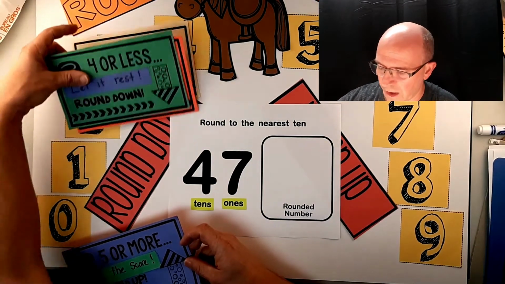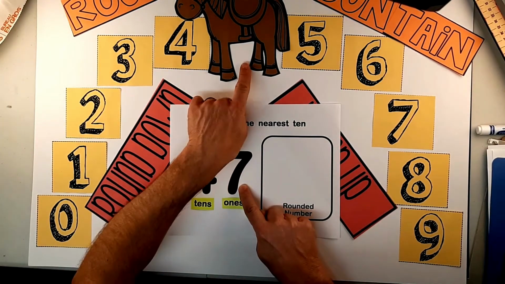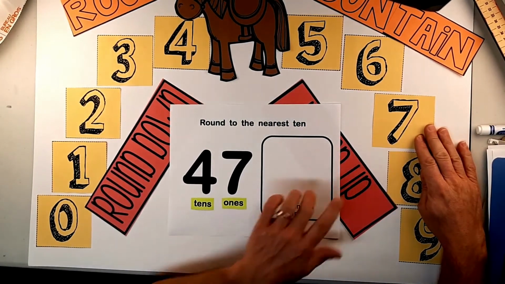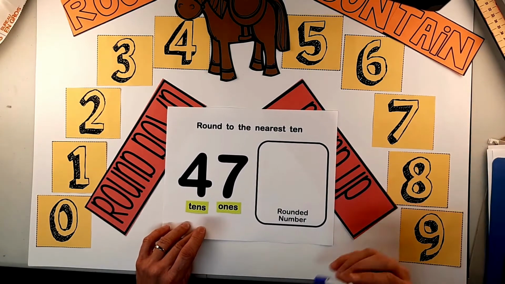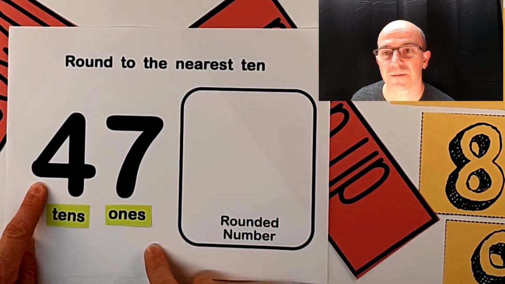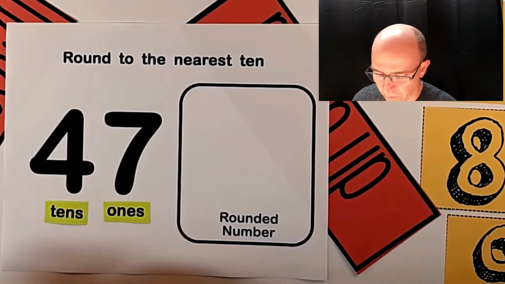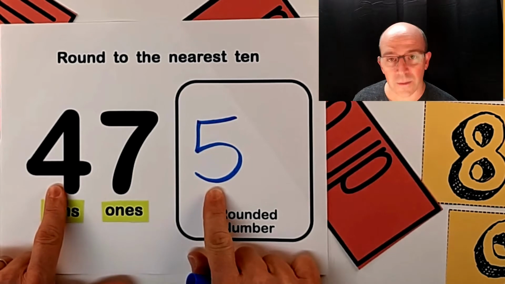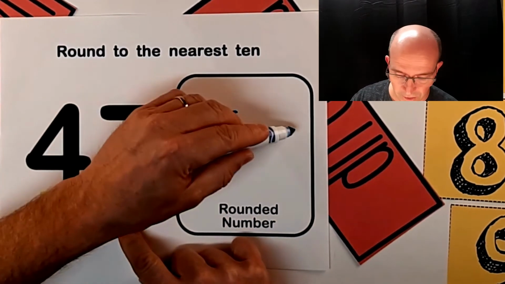Let me clear these out of the way. Or I could also look at my mountain here, and I found the 7 is over on this side of the mountain now. And this also says that I need to round up. What does that mean? That means I'm going to go back to my tens place, and I'm going to add 1 to it. So it's going to go from a 4 up to a 5. This digit becomes a 0.